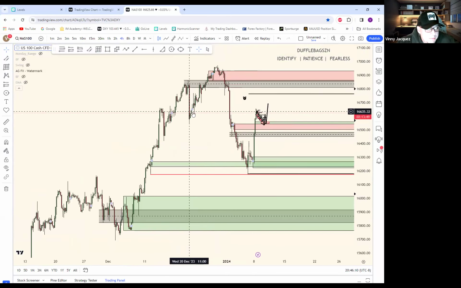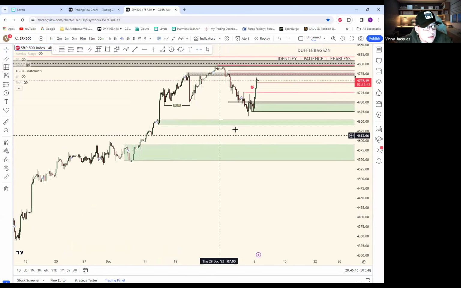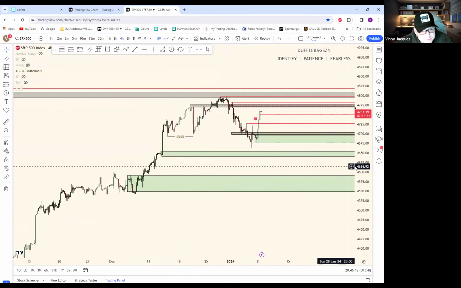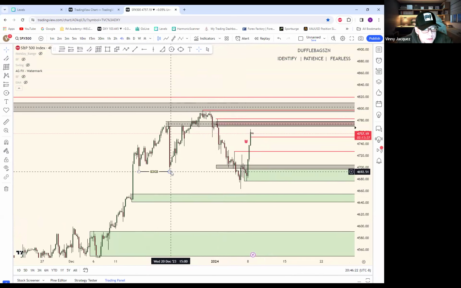on NAS we have. But again, we caught a violation play on the weekly. And on SPX we have. We have changed character. This is the dominant high. This is the dominant low. We did change character. Boom.